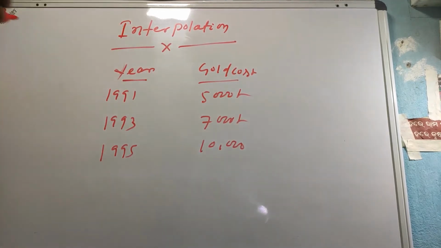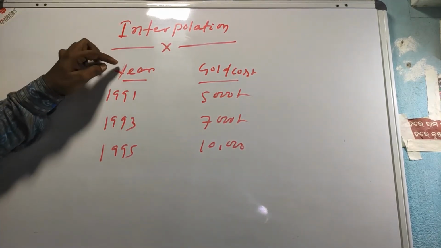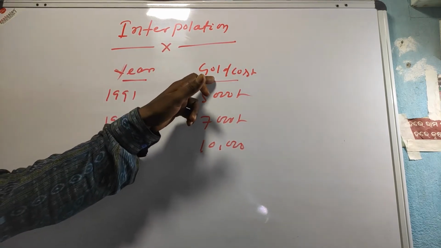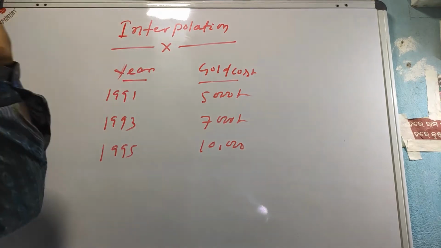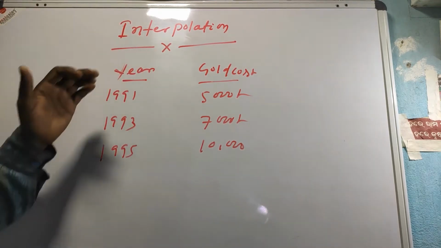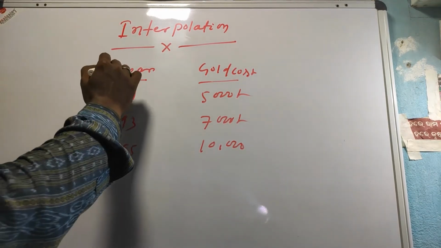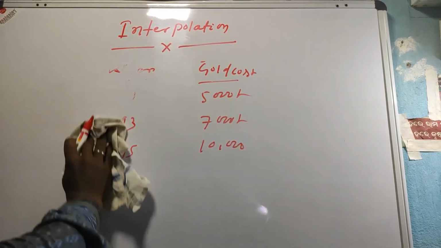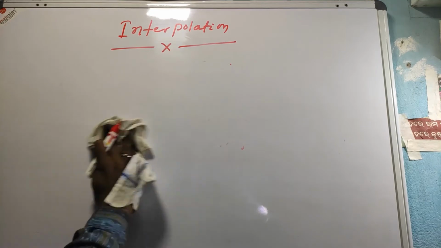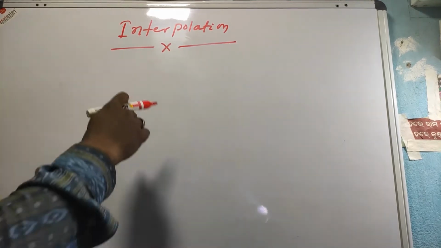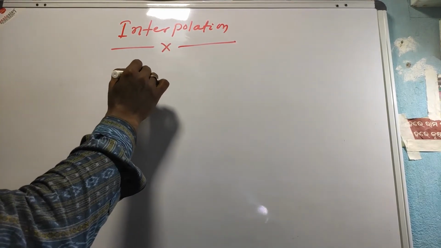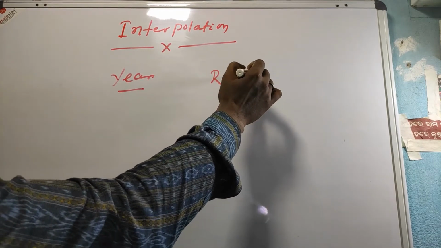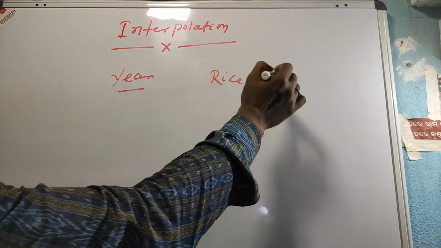So this is taken as input. The gold rate depends upon the year. The gold cost will be a variable that depends on this input; this is the input and this is the output. I give the example. Another example: suppose I take the year and the rice cost per quintal, or 1 ton.